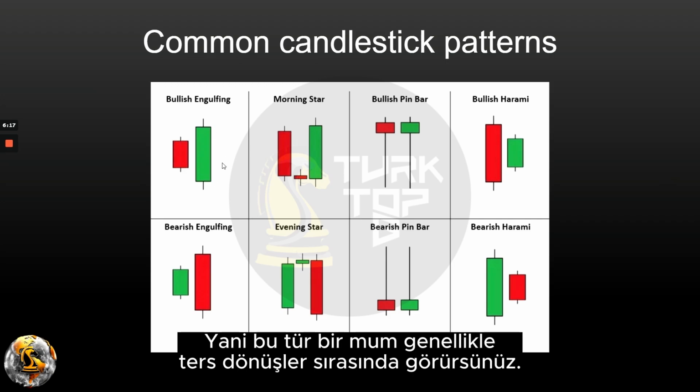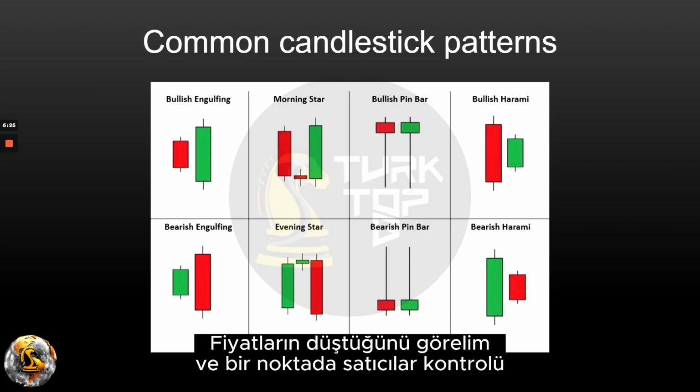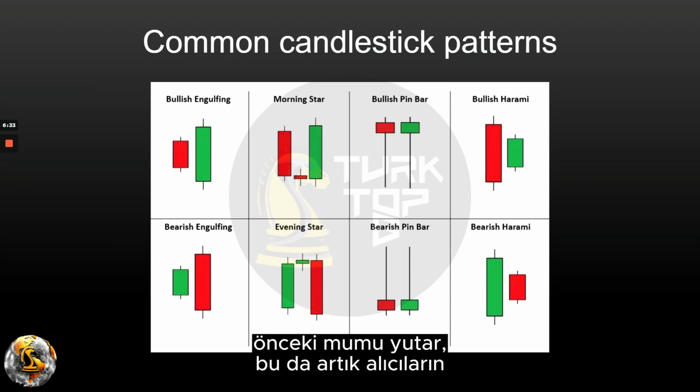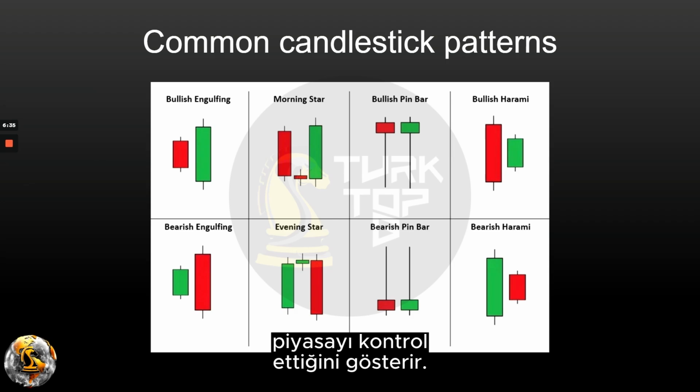So this kind of candle you will usually see during reversals. Let's say price is going lower and at some point the sellers lose control and you have this big green candle at some form of support that engulfs the previous candle. That shows that now buyers are in control of the market.